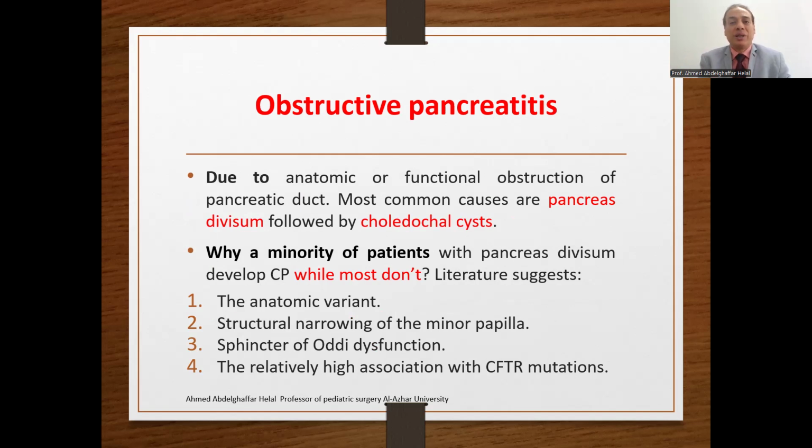However, there is a debate in the literature. Why does a minority of the patients with pancreas divisum develop pancreatitis and others don't? The literature suggests it depends on the anatomical variation, maybe associated with structural narrowing of the minor papilla, not only that the pancreas is drained through a small duct. Maybe these children may have sphincter of Oddi dysfunction and may be associated with a cystic fibrosis transmembrane regulator mutation. So this obstruction could result in chronic pancreatitis.